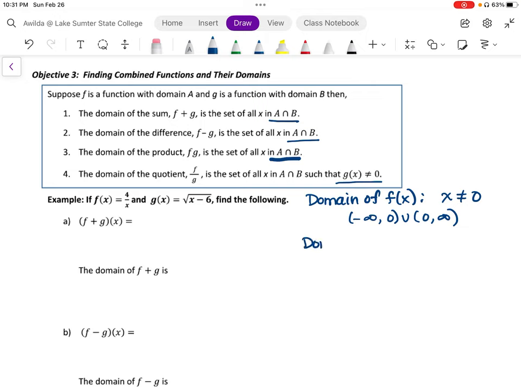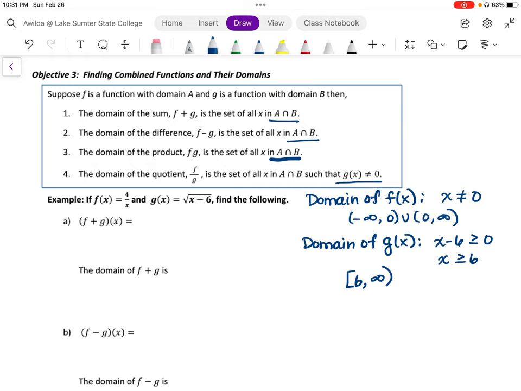For the domain of g, we see that we're taking the square root of a quantity. That quantity cannot be negative. Now it can be 0 and it can be positive, it just can't be negative. So x minus 6 must be greater than or equal to 0, which means that x must be greater than or equal to 6. The way we write this in interval notation is that we can start at 6, 6 is included, and go anywhere as far as we want to the right.